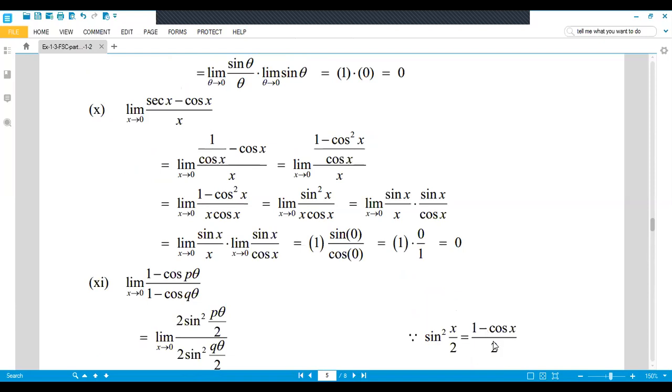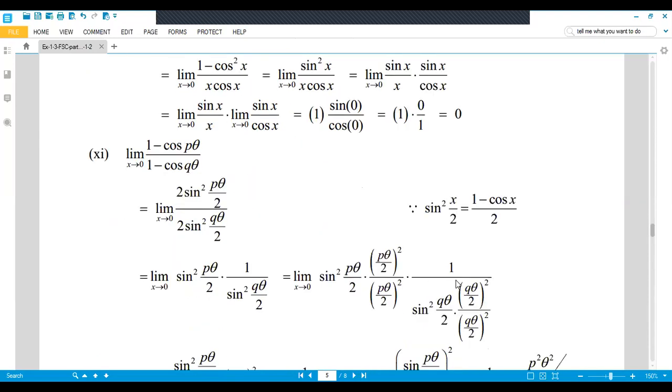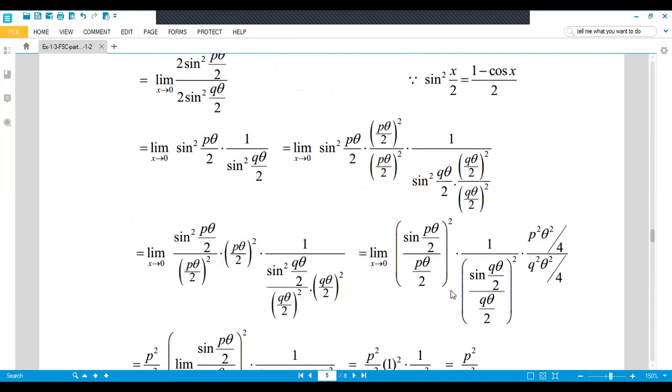But first you apply this formula. After one step, it will be just like the fifth part. First you apply the formula and after that you solve it. Do it by yourself. If you want to take a screenshot from here, you can take it and it will help you, but do it by yourself.